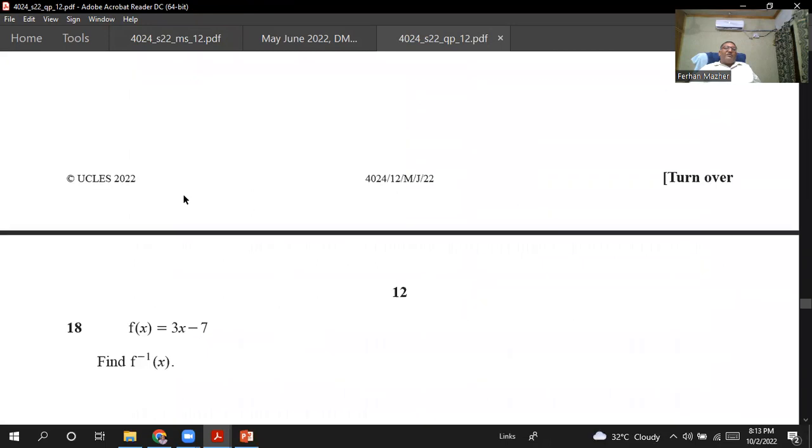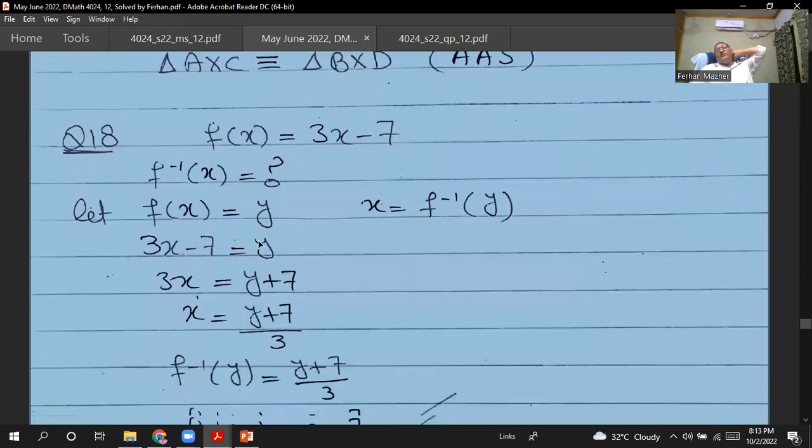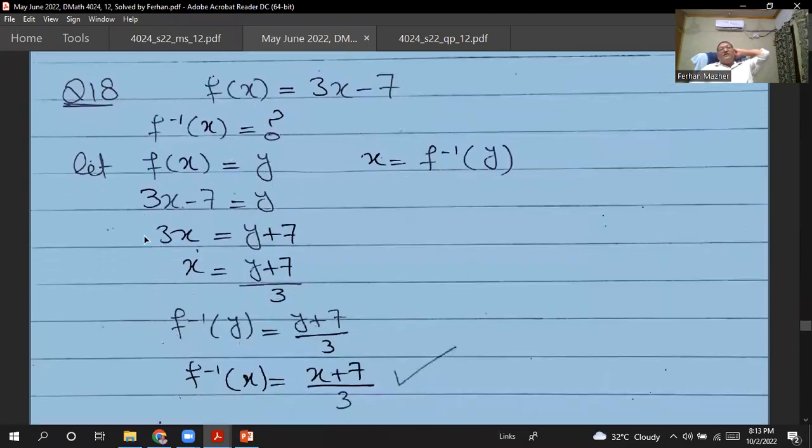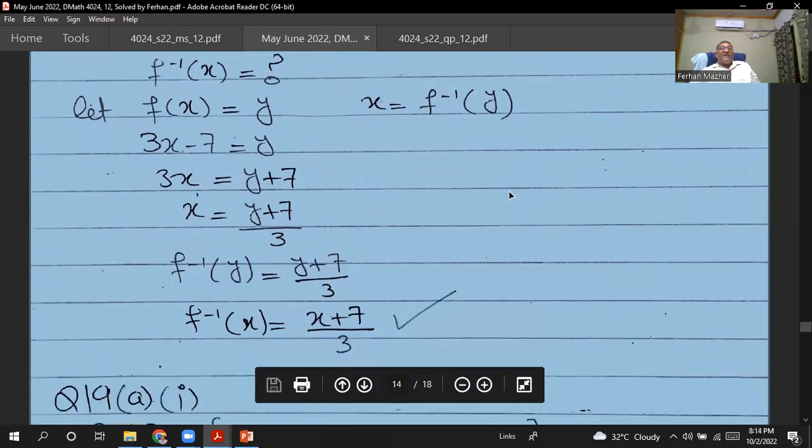Okay, so we are going to the next question, question number 18. f of x is equal to 3x minus 7. Find the inverse of this function. Very simple. To find the inverse, let f of x equal y, which means x is equal to f inverse of y. In the place of f of x, I will put 3x minus 7 equals y. 3x will be equal to y plus 7, so x will be equal to (y plus 7) divided by 3. In the place of x, I will write f inverse of y, which is (y plus 7) by 3. Then I will change the variable. So f inverse of x will be equal to (x plus 7) divided by 3.